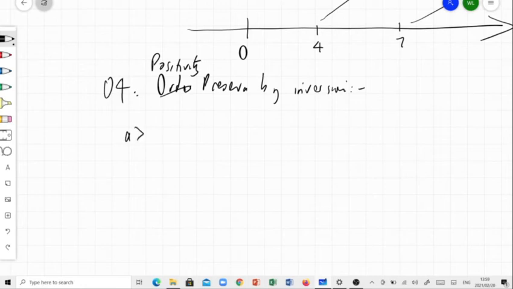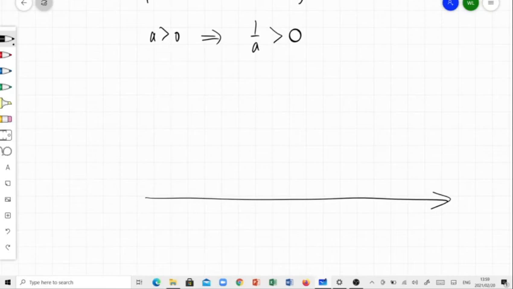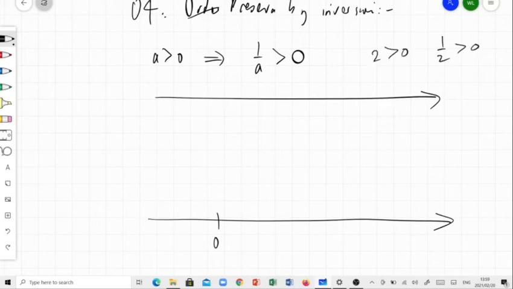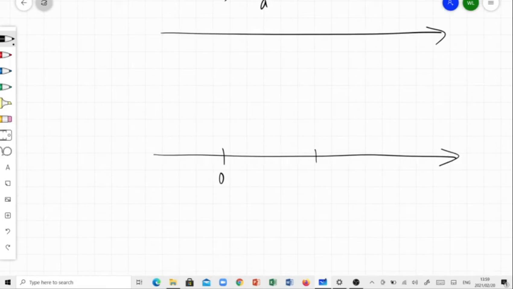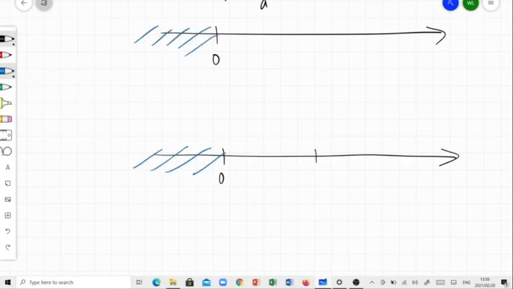So if I take a positive number, any number that lies to the right of the origin, then if I take its inverse, its inverse will also be positive, right? So in other words, all the action takes place on the right side of the real line. Let's breathe life into it. 2 is strictly positive, and therefore a half is strictly positive, okay? Because all the action is happening on the right side, I can just scratch out the left side of 0.